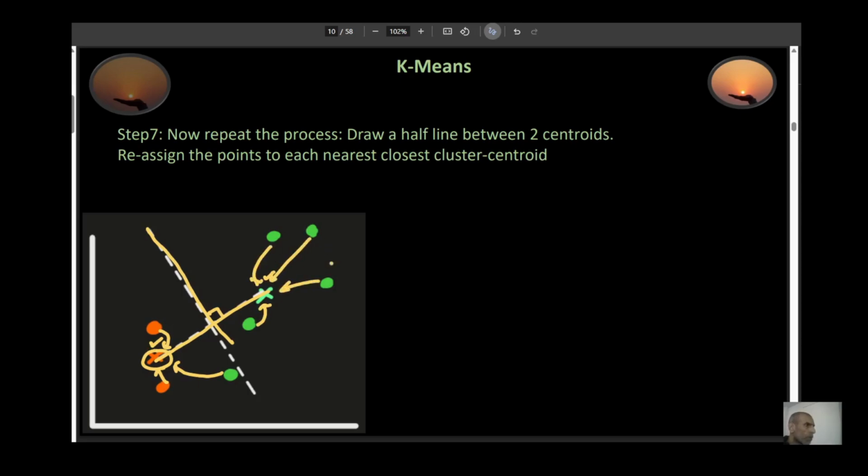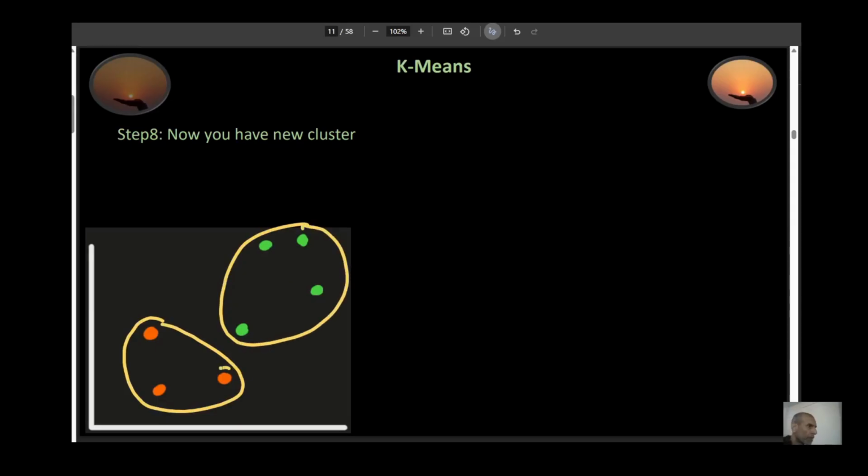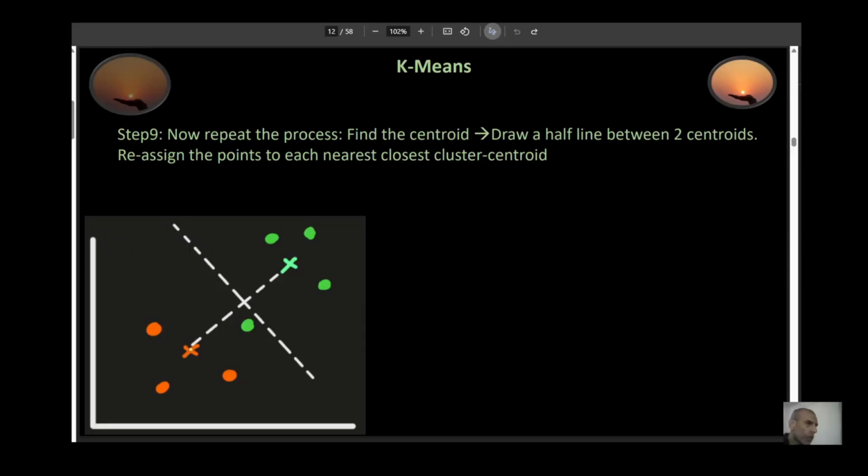So all these 4 points right here, they would be assigned to this centroid. And so now we have new clusters. This is my first cluster right here, and this is my second cluster. And this point right here, it changed cluster. Initially it was in this cluster, now it came to this cluster. And now you repeat the process again.